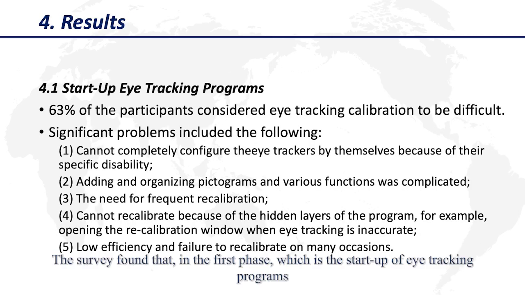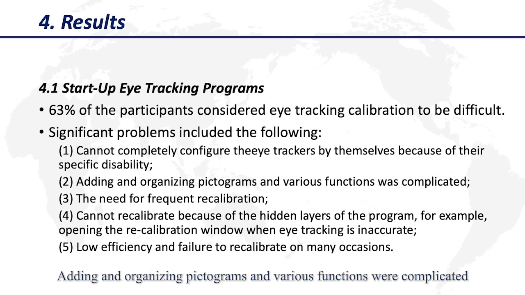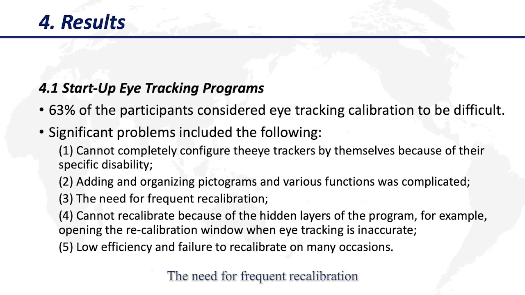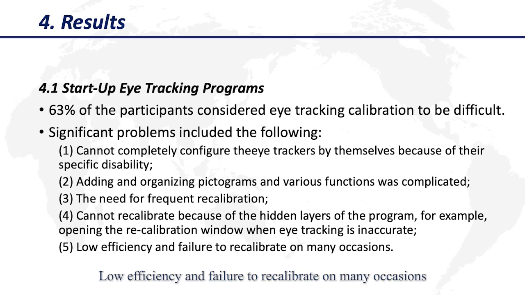The survey found that, in the first phase, which is the startup of eye tracking programs, 63% of the participants considered eye tracking calibration to be complicated. Specifically, 5 significant problems were reported: cannot completely configure the eye trackers by themselves because of their specific disability. Adding and organizing pictograms and various functions were complicated. The need for frequent recalibration. Cannot recalibrate because of the hidden layers of the program, for example, opening the recalibration window when eye tracking is inaccurate. Low efficiency and failure to recalibrate on many occasions.